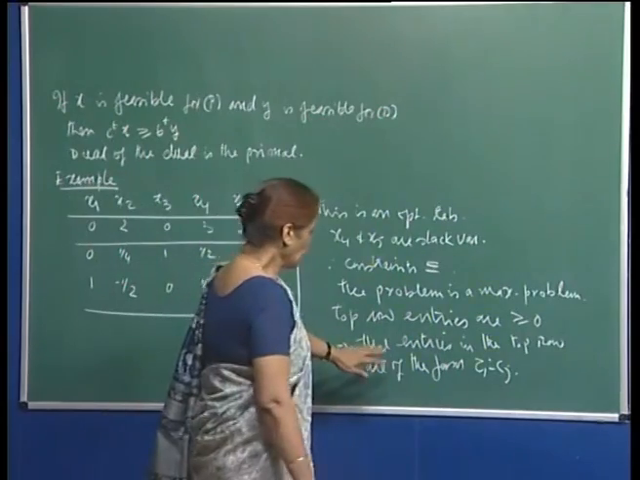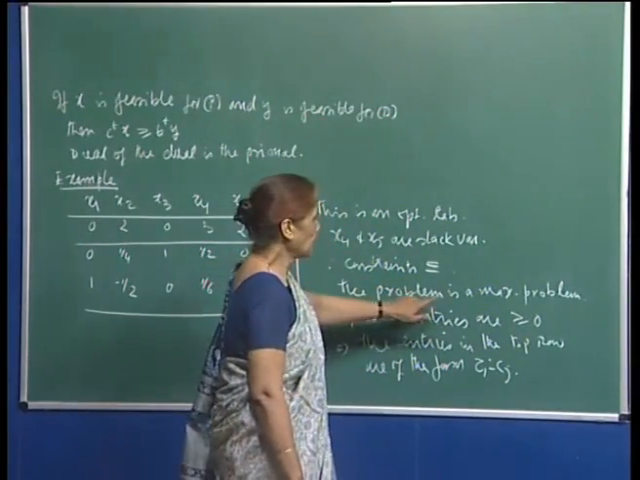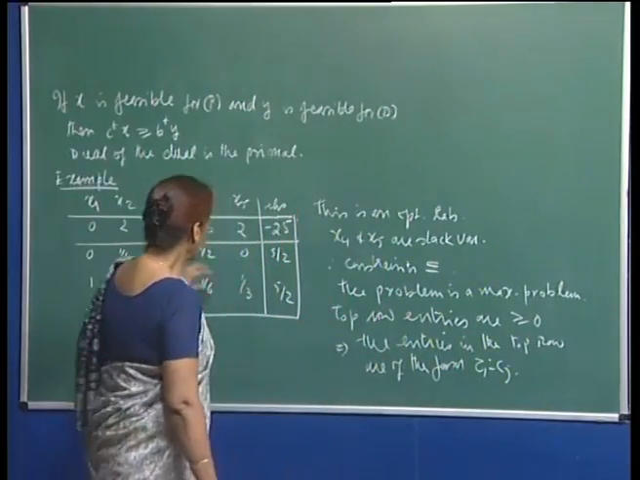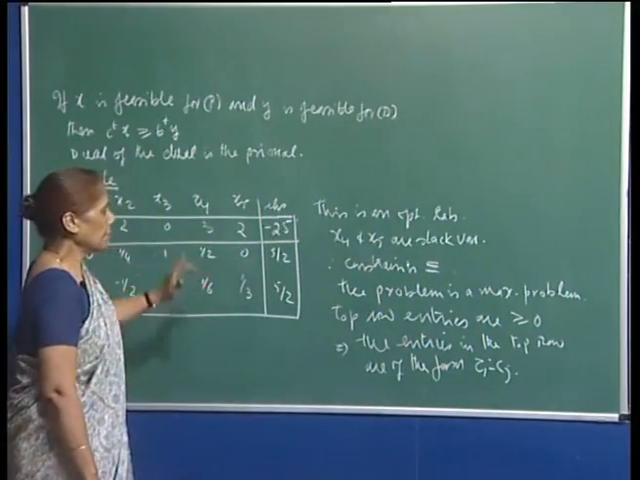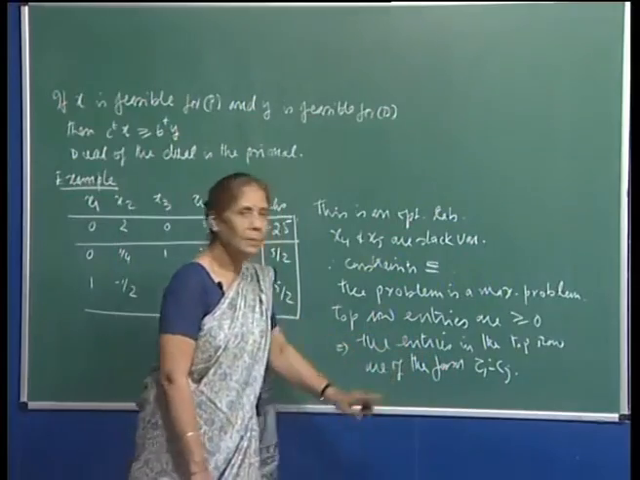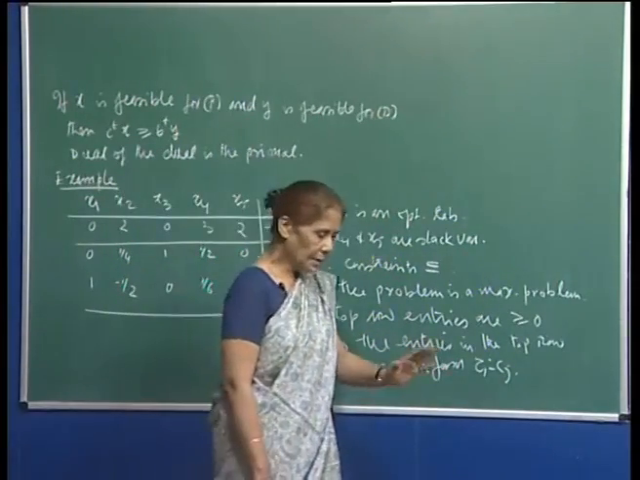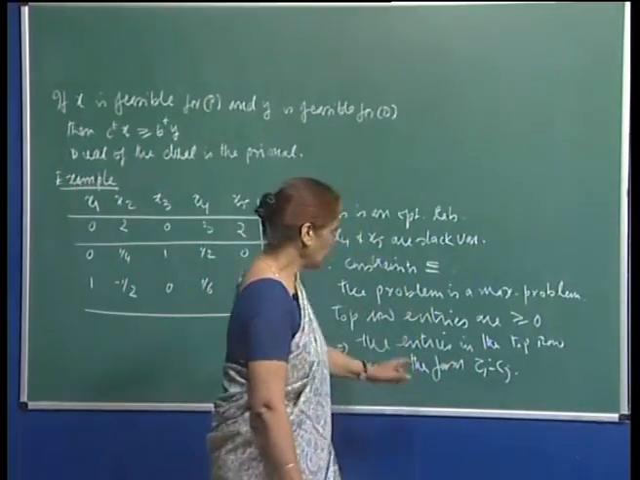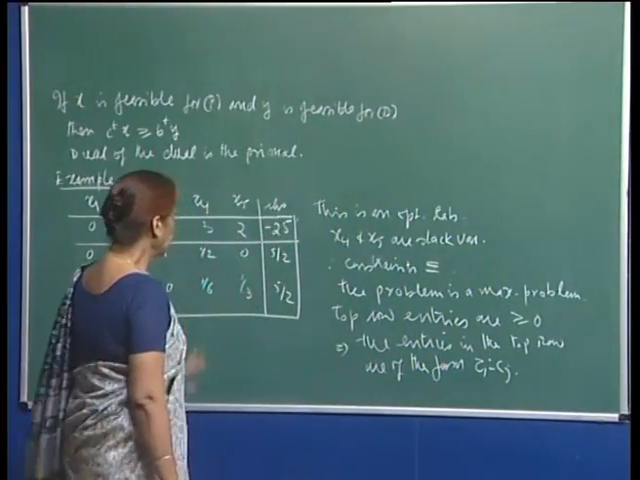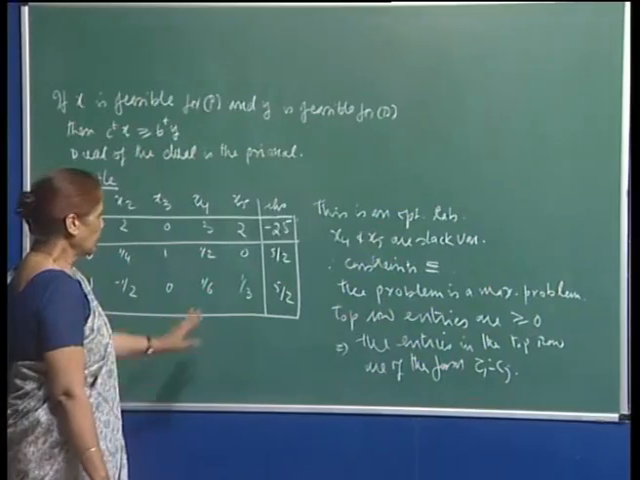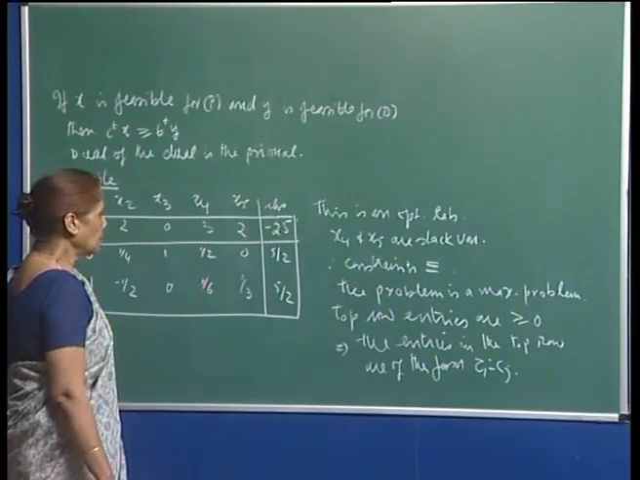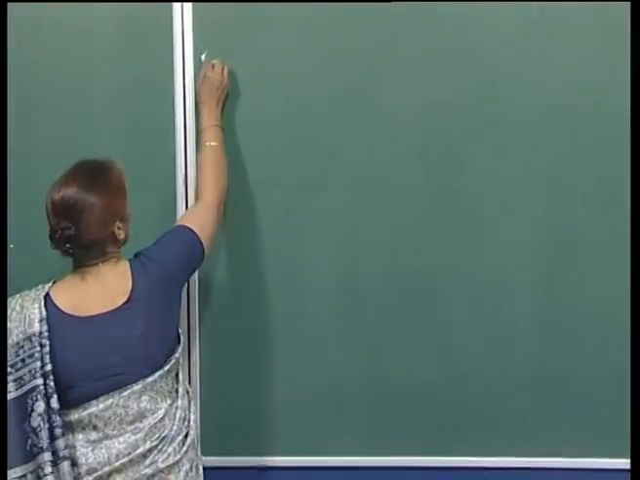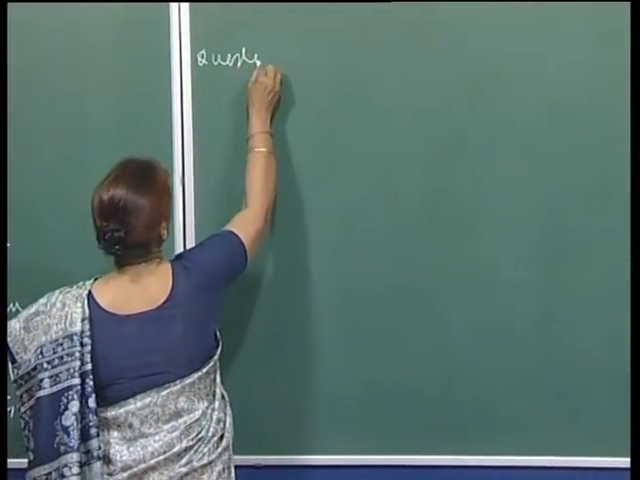So, if we have assumed that the problem is a maximization problem, then the entries in the top row being non-negative implies that the entries are of the form Zj minus Cj. Some textbooks use this convention, and therefore, I thought you should be familiar with this also. And so, this is all that we have been able to infer from the given tableau. Now, the first question that you have to answer is, so, questions to be answered.